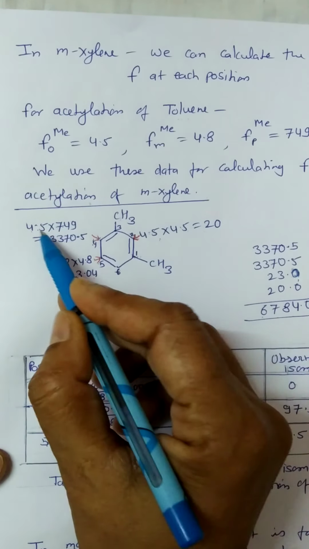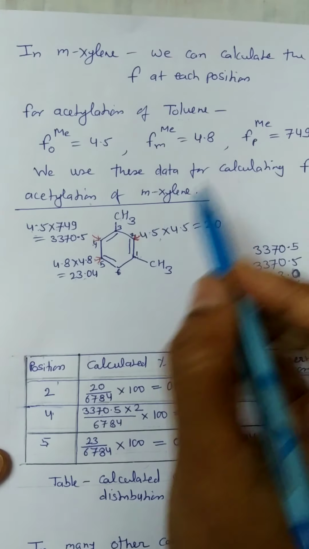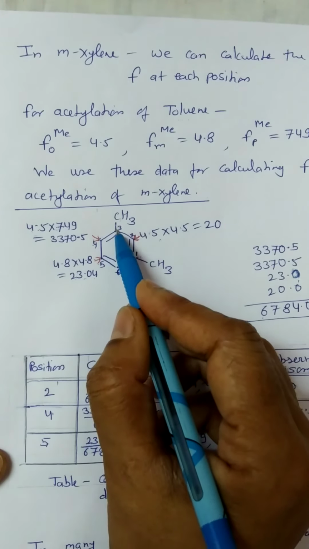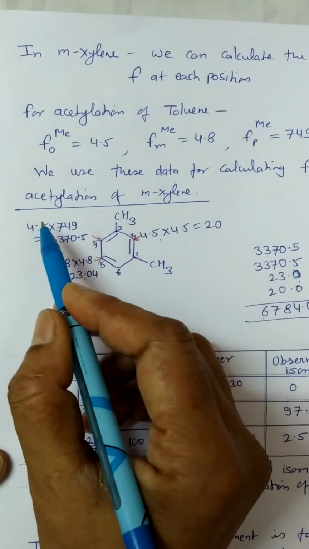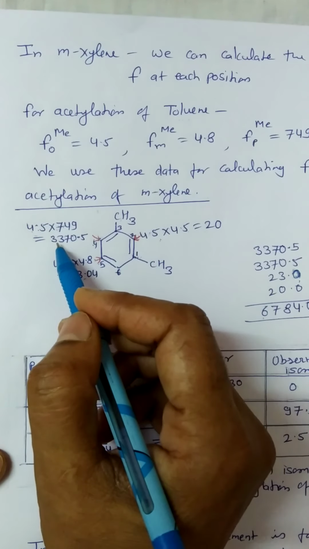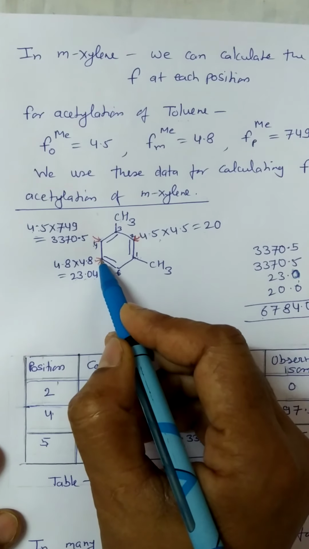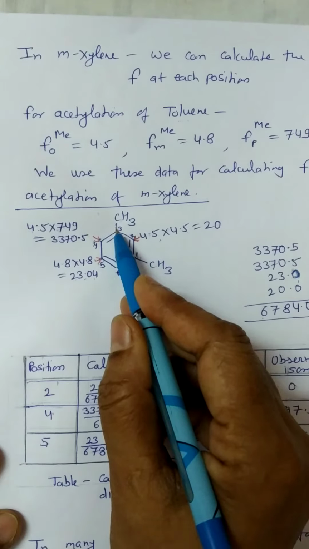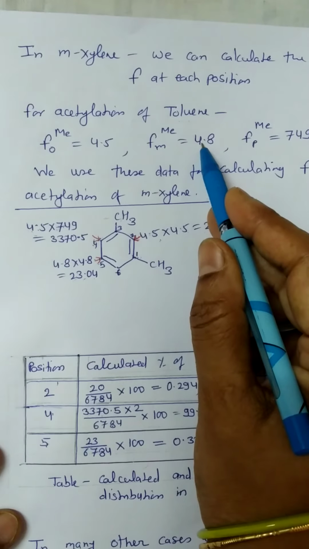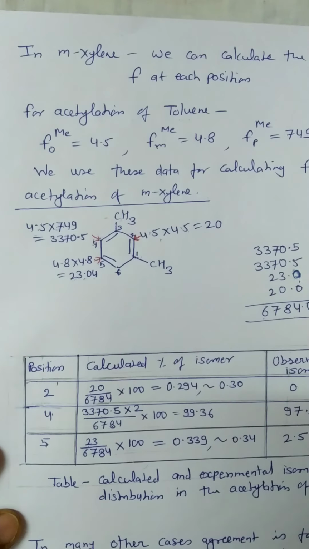At position 4, the partial rate factor of the ortho position is 4.5, and the para position is 749, because this position is the para position of one methyl group and the ortho position of the other methyl group. Therefore, we take both into calculation: 4.5 into 749 equals 3370.5. In case of position 5, this position is meta to both methyl groups. Therefore, taking 4.8 from here, 4 into 4.8 we get 23.0.